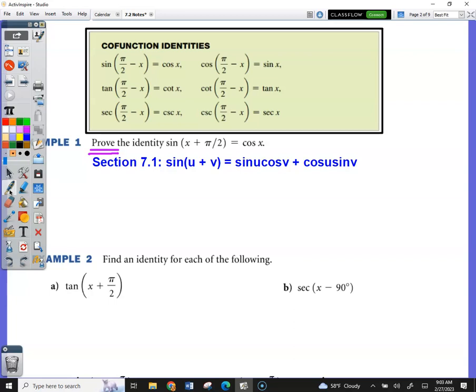And so now we're going to plug everything in as we see it, and then we're going to manipulate it down. So where I have u and v here in the formula, my u will be x and my v will be pi over 2. So I'm going to go through here and replace the u with x and the v with pi over 2.